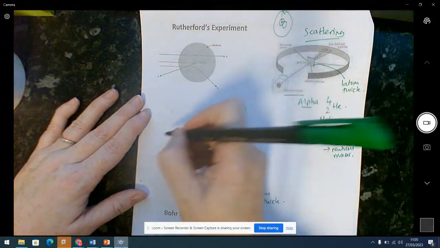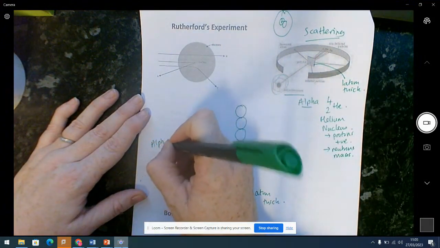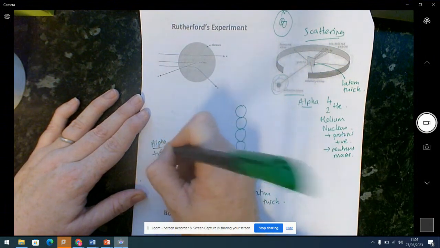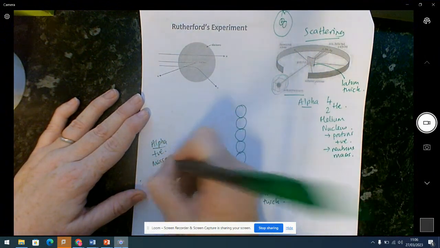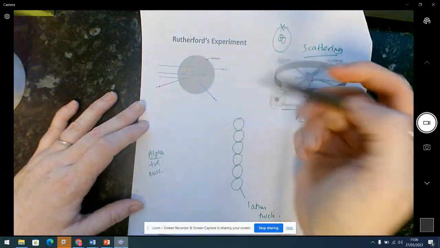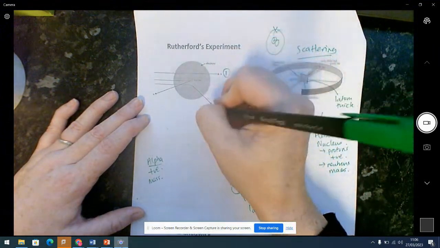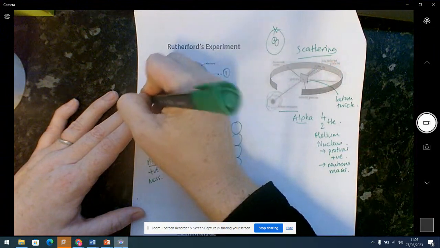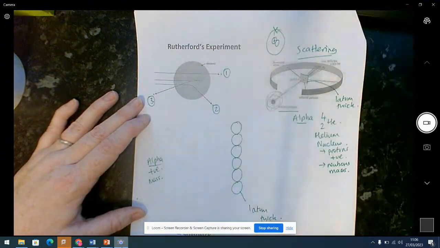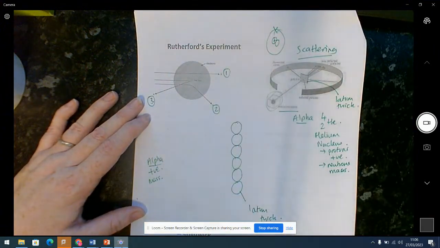And what they then did was they took their alpha source, which we know is positive and has mass, and then 3 things actually happened to it. So we're going to look at each of these in turn. And hopefully that will help to then explain why plum pudding was disproved.